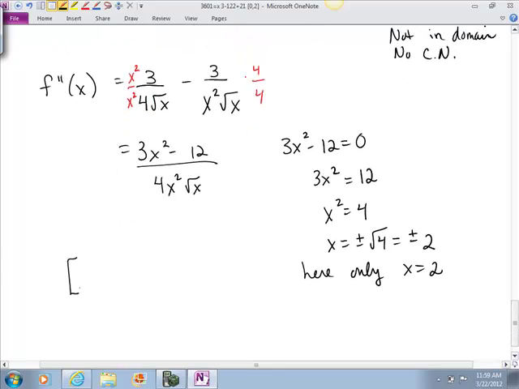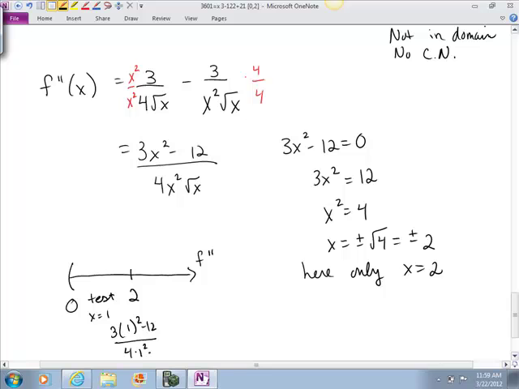Okay, so you can draw your number line. When you draw your number line, it's different because this one starts at 0, and actually it's an open parenthesis at 0, and then it goes in this direction, and then we can put 2 on there. We're going to look at values of the second derivative. So if we choose, for example, 1, and we plug it in here, we'll test x equals 1, and we'll get 3 times 1 squared minus 12 over 4 times 1 squared on the square root of 1. So anyway, it's negative, right?